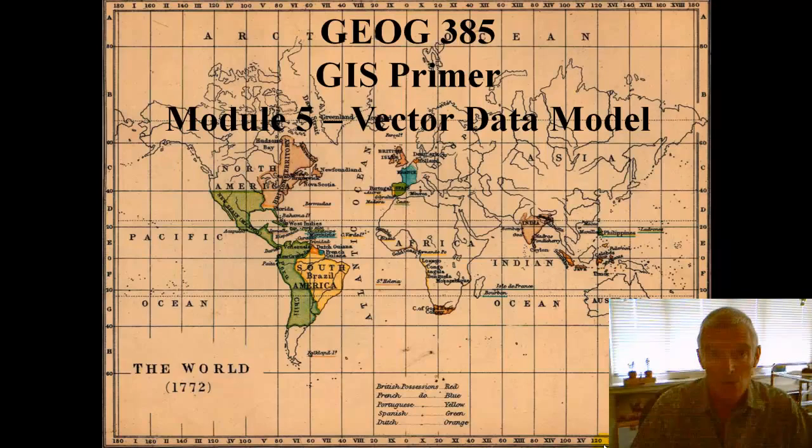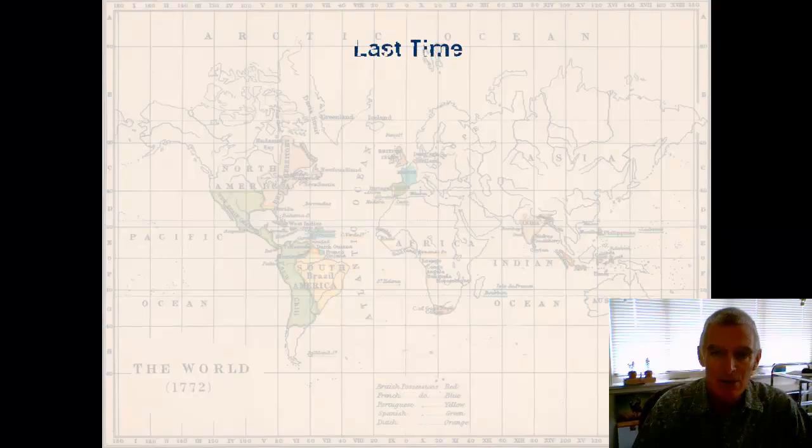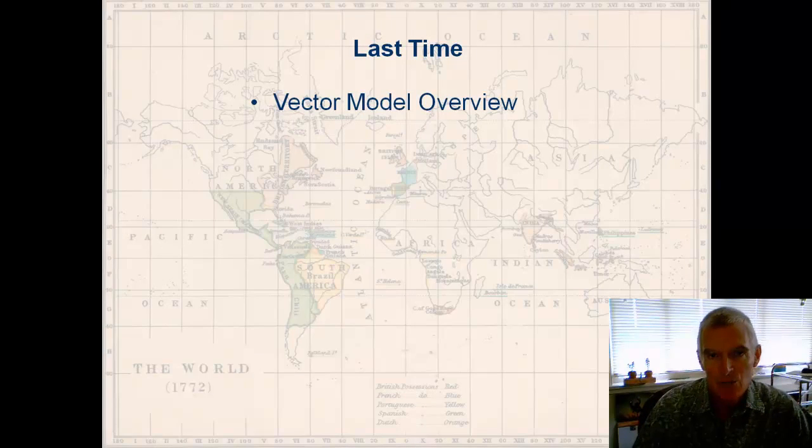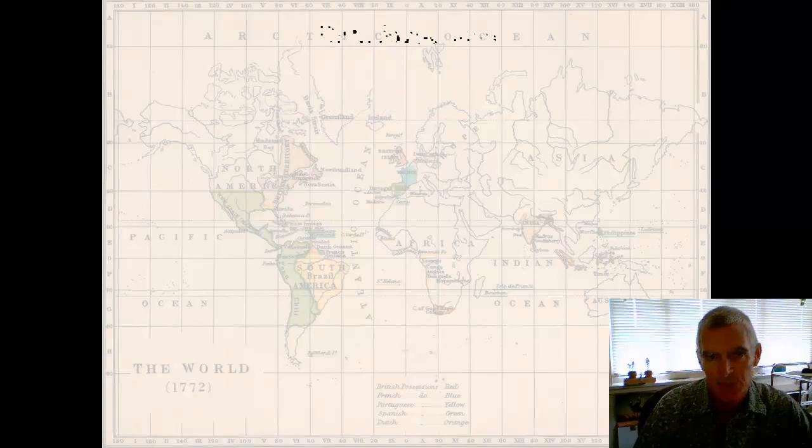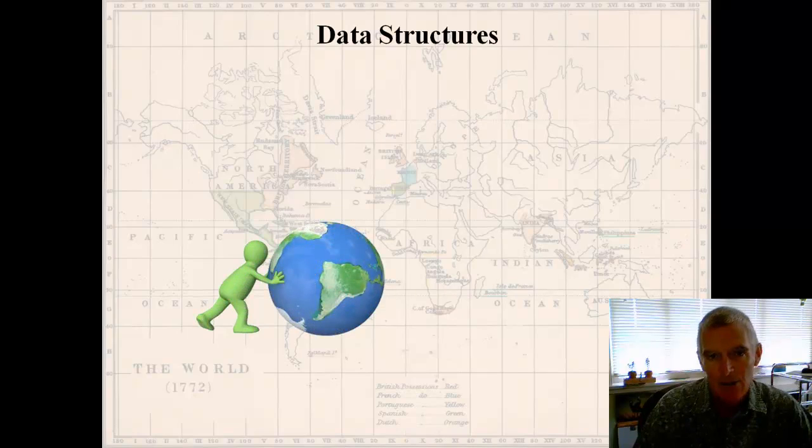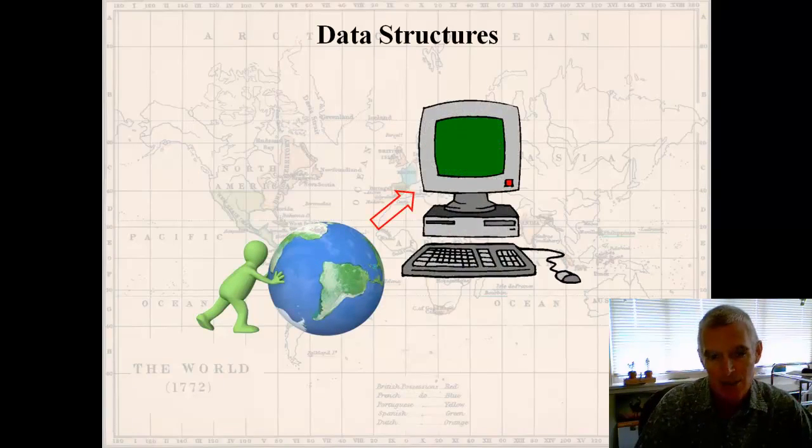Okay, welcome back. We're talking about the vector data model this week. Last time I gave you an overview of what we're going to cover in this module and then reviewed the basics of the vector model: points, lines, polygons, topology. This time I need to talk a little bit about data structures and how we actually represent reality when we have to jam it inside of a computer.